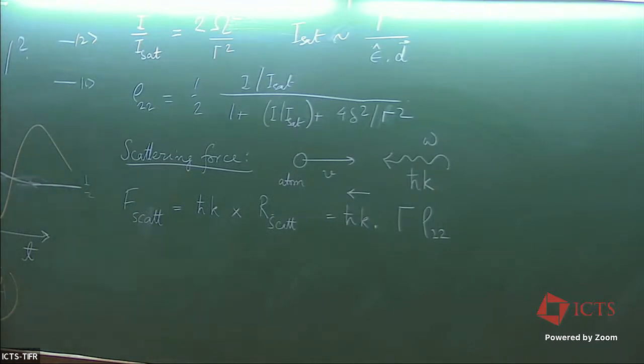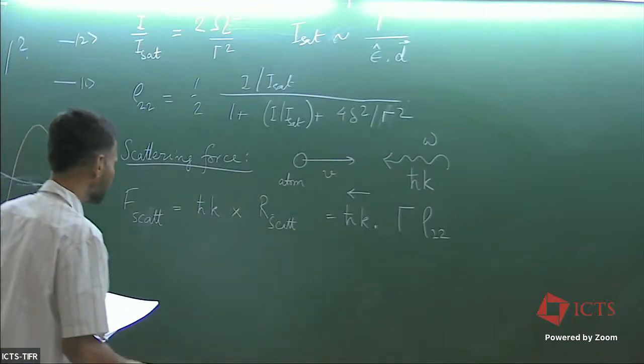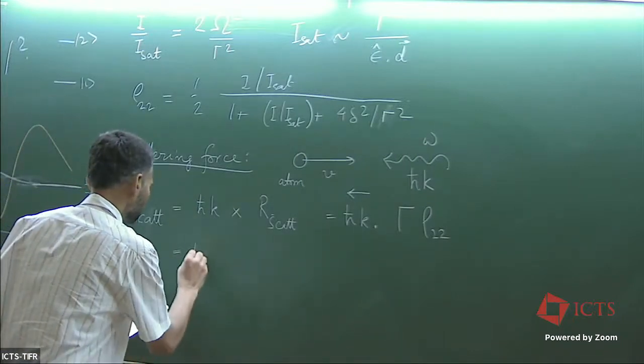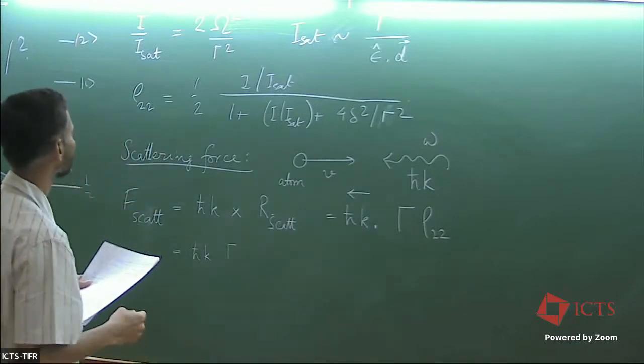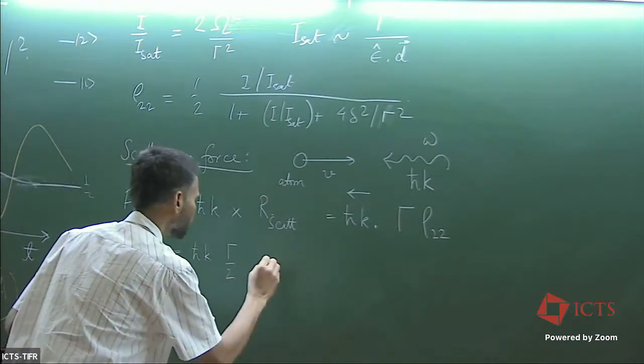Now I just put the expression, right? I already wrote down the expression. So this F scatter is basically h bar k gamma 2, and then this same thing.